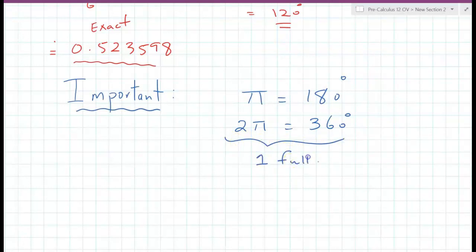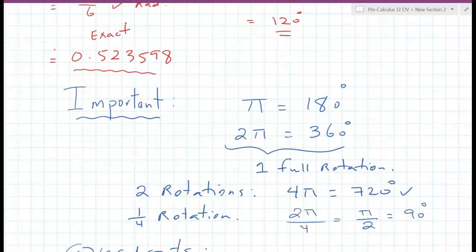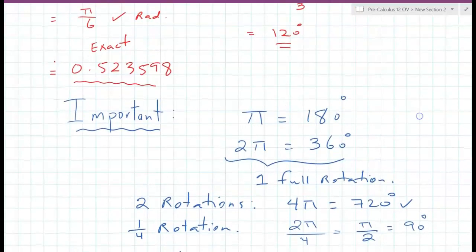But if it turns out that you go around the circle twice, let's suppose you go around 2 rotations, then what you will get is 4 pi, which is equal to 720 degrees. And that is the concept that I need you to pay attention to. It's all relative, obviously. If you go a quarter of a turn, it would be 2 pi over 4, which is equal to pi over 2, which is equal to 90 degrees. Simple as that. So it all depends on that.